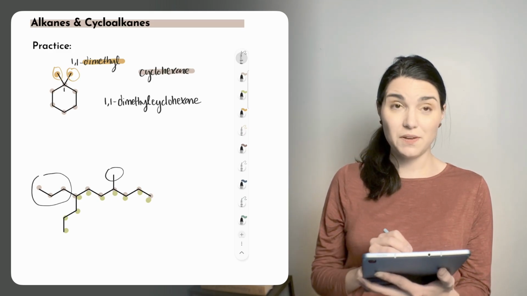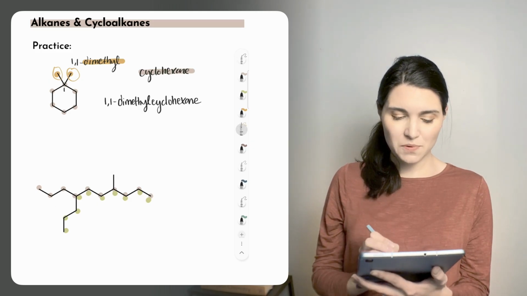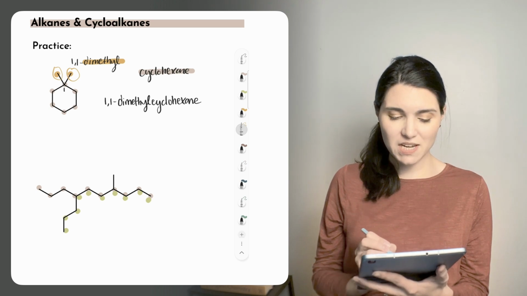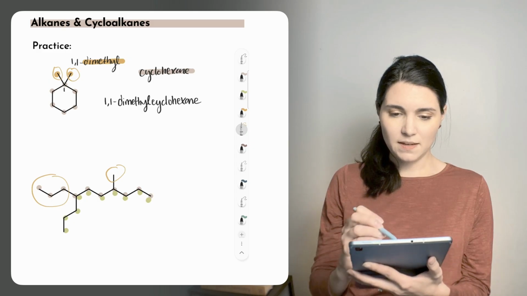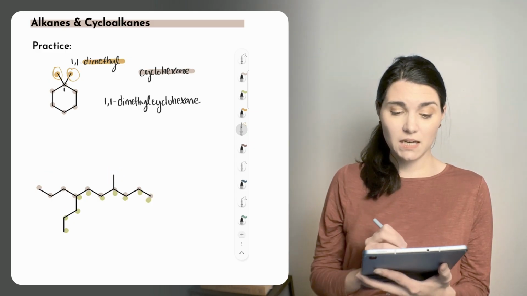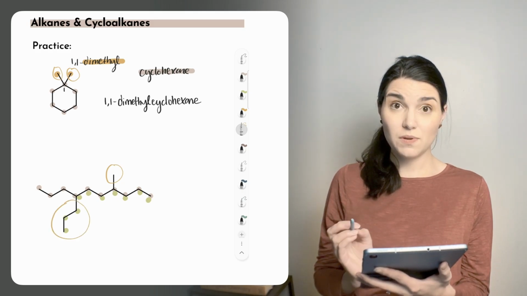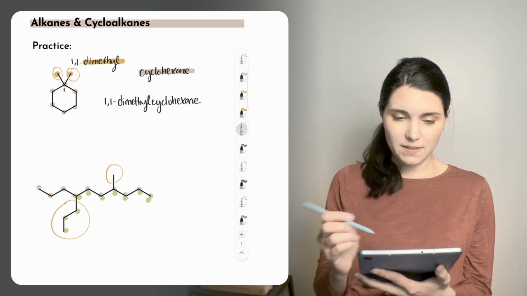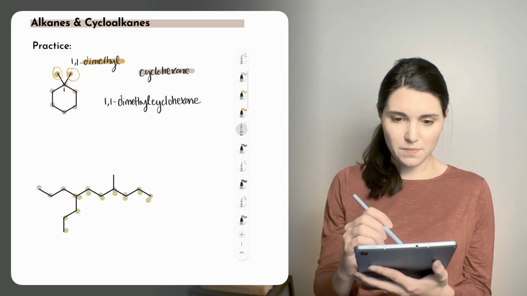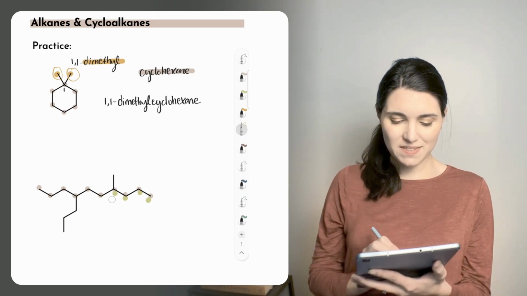So if we choose the green dots for our parent chain, we would get a methyl here and a propyl, 3 carbons. And if we choose the pink numbering, we would get a methyl and a propyl, 3 carbons. And those are identical compounds. So it totally doesn't matter which way you draw your numbering in this case. So I'm just going to erase my green dots.